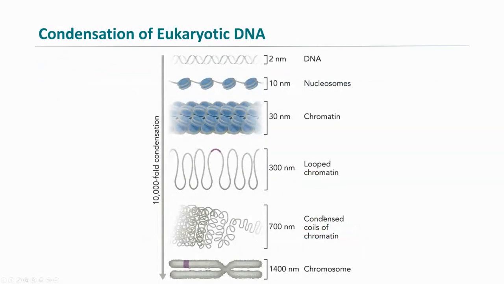And the condensation of eukaryotic DNA. Basically, from 2 nanometer of the DNA, 20 angstrom, it associates with the histone protein, that's 10 nanometer, which gives you a nucleosome. Then the nucleosomes pack into a higher order chromatin structure, 30 nanometer. Then from 30 nanometer they can become loop chromatin, and then they condense the coil of chromatin to 700 nanometer. Finally, you see that it packages into a 1400 nanometer chromosome.